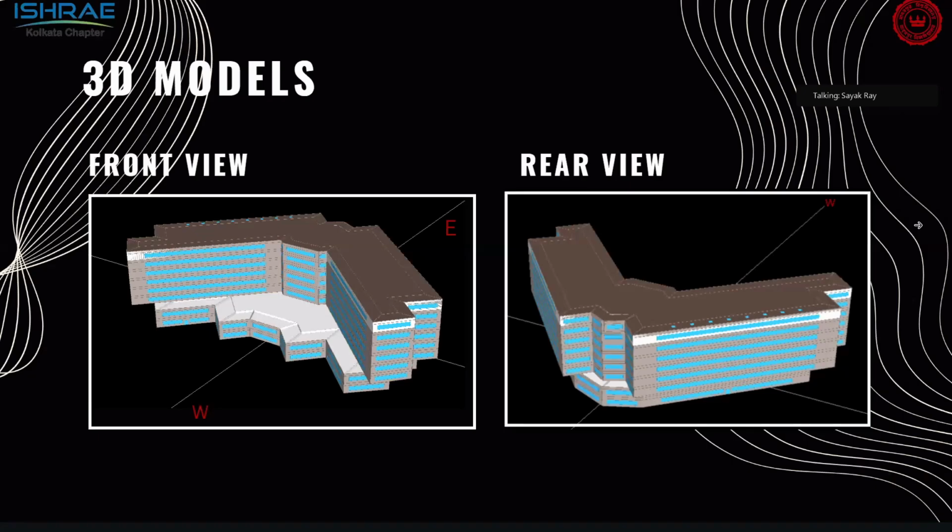So those were the 2D AutoCAD files, and now we move on to the 3D models. You can see this was the front view and the rear view of our hotel. We designed this 3D model using eQuest, which is a software which is also used for energy load calculations, which you see further down the slides.